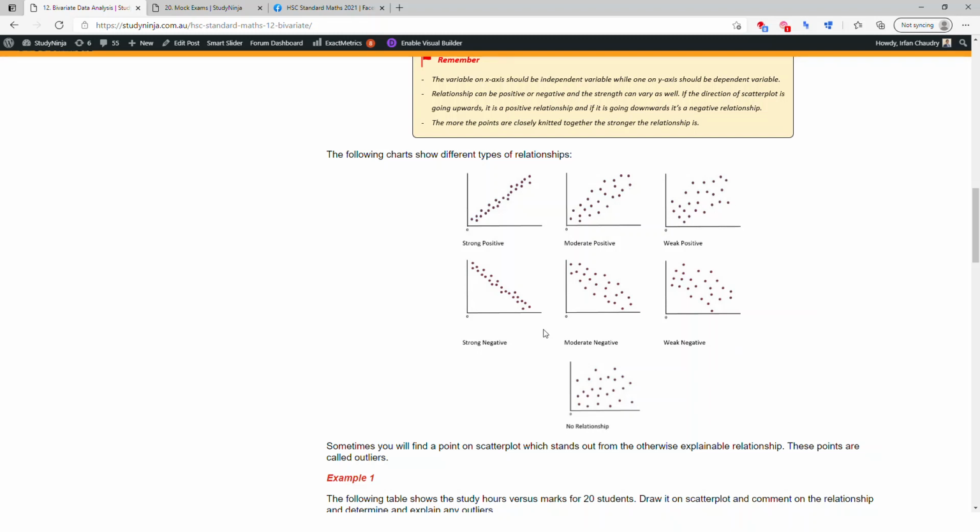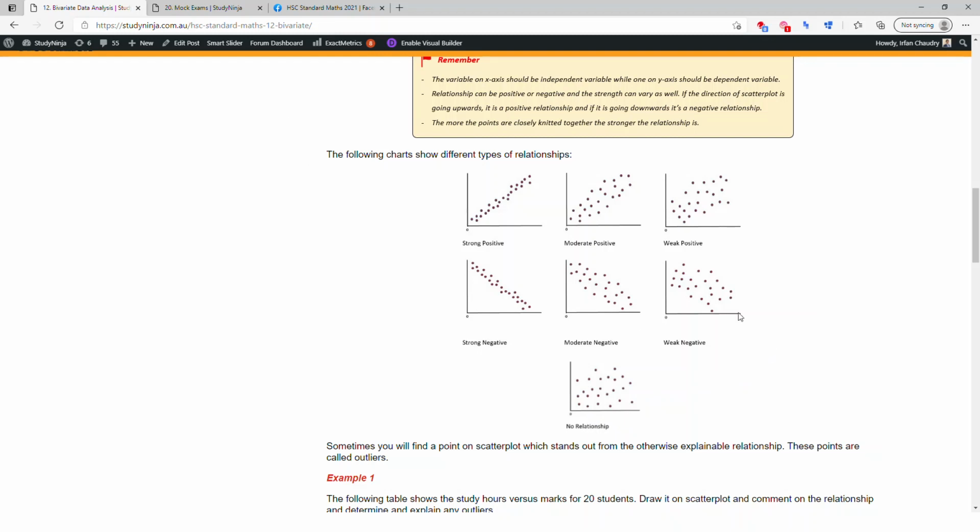Then the opposite is true here, except the sign is negative, but if the points are knitted together very well, then it would be closest to -1. And here it won't be -1, it would be further from -1, and here it would be furthest from -1. Finally, if it's really scattered all around, then there is pretty much no correlation.